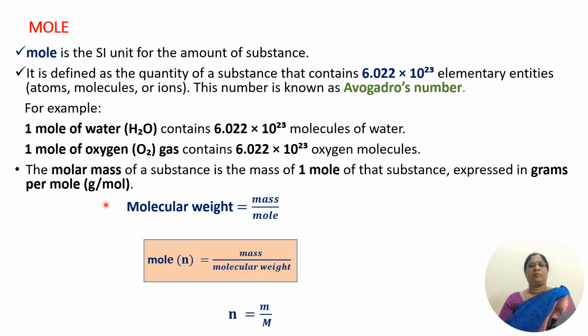Usually, the molar mass of a substance is the mass of 1 mole of that substance expressed in grams per mole. Molecular weight is defined as the mass per number of moles. So, from this expression, we can write that number of moles is equal to mass by molecular weight. So, the mathematical expression of mole is mass by molecular weight. That is, small n is equal to small m by capital M. That is mass by molecular weight.